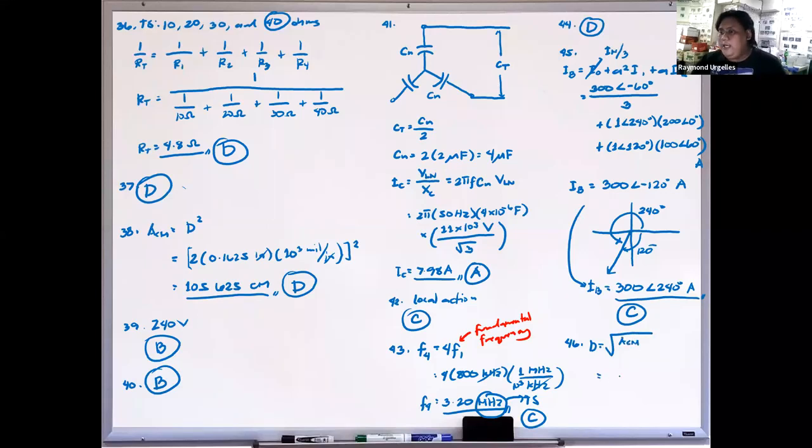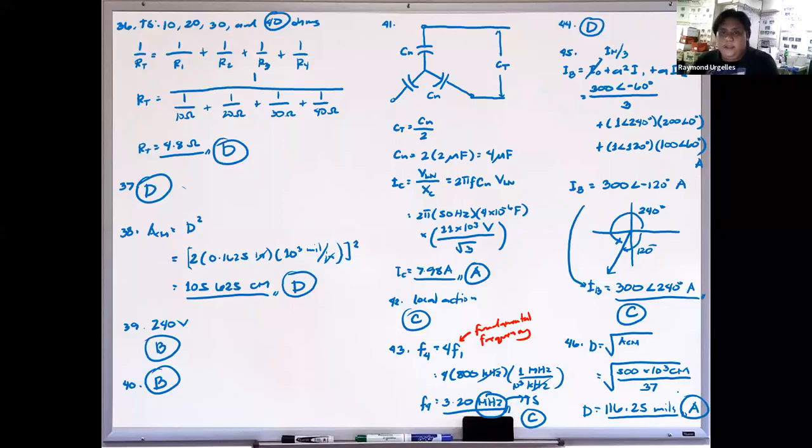And what is equal to the area in circular mils? That's yung 500 MCM. What is MCM? Mil circular mil. So that's 1,000 circular mil, divided by 37 strands. This will be in mils. So you will get 116.25 mils. Kaya yung sagot natin dito is letter A. So next number.